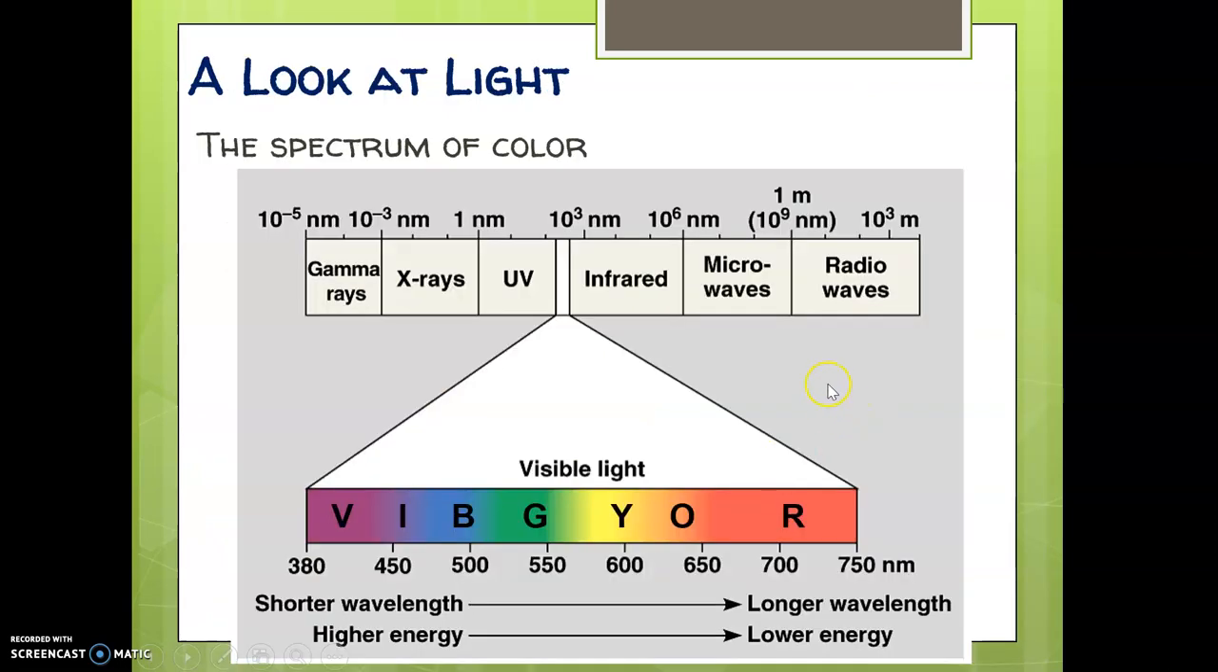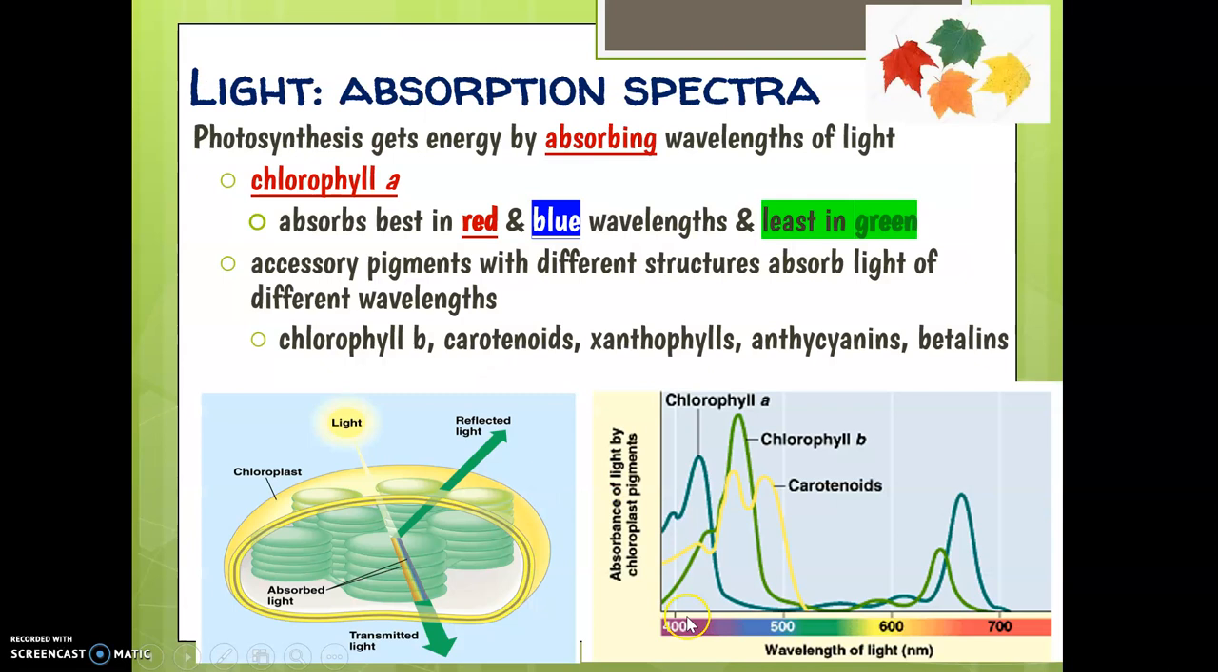In case you've never seen this, we have ROY G BIV, which is the spectrum of color, the visible light. If you are green, you're going to have more of a shorter wavelength in terms of light energy. That's where plants are mainly going to be focused. Now, the way this happens is how the light is actually absorbed. Photosynthesis gets energy by absorbing the wavelengths of light. It's not necessarily absorbing the light itself, but the wavelengths of the light.